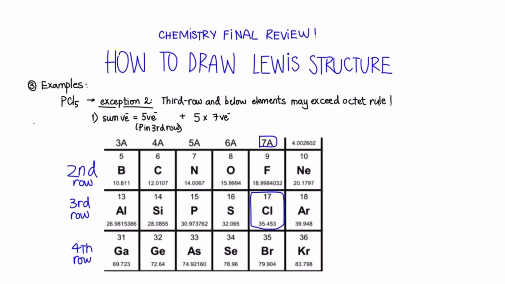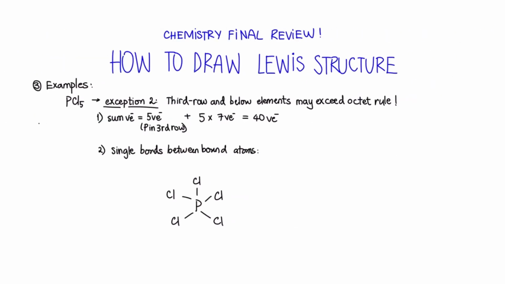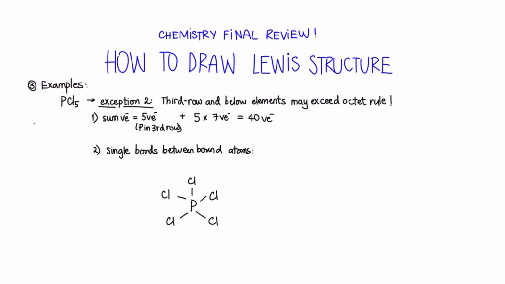Next, we see that chlorine is right here, in group 7A in the periodic table. So each chlorine has 7 valence electrons, and in PCl5 we have 5 chlorines, so that's going to be 5 times 7. In total, that's 5 plus 5 times 7, giving a total of 40 valence electrons in the PCl5 molecule. Now let's move on to step 2, which is drawing single bonds between bound atoms.